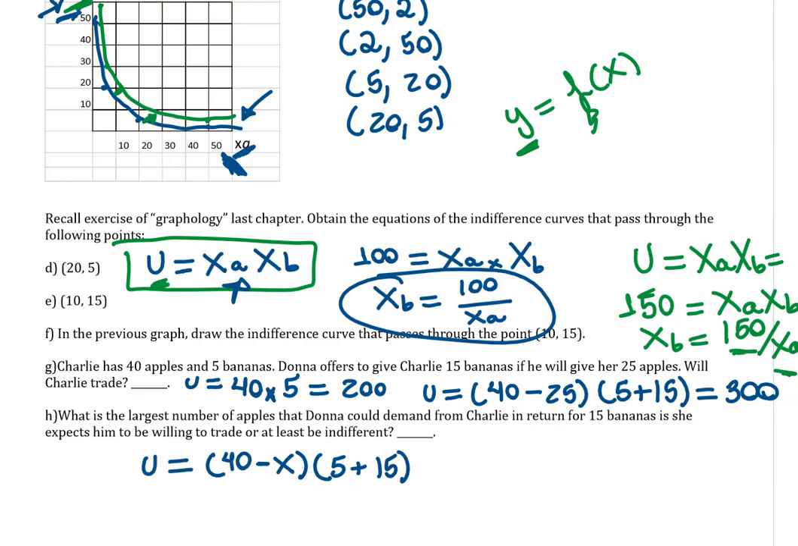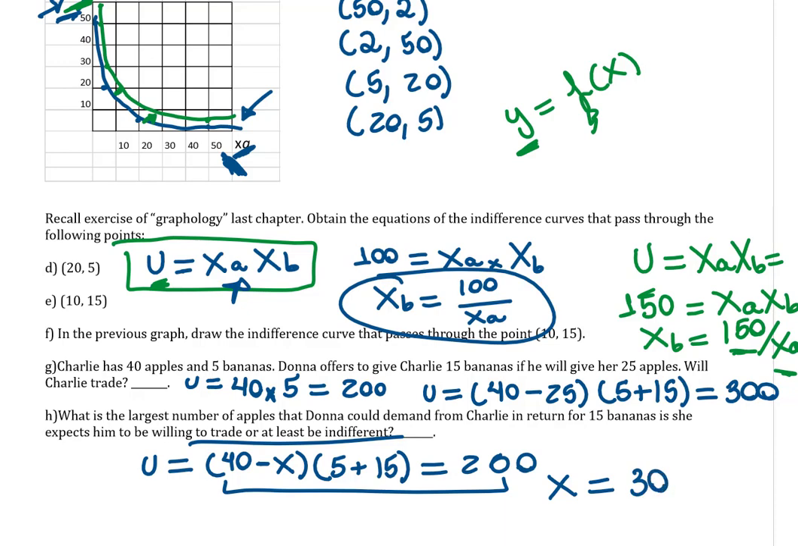To convince him to trade, or at least be indifferent, he has to achieve at least the same level of utility that he had before, which is 200. Now, solve this equation here for x. I have x equals 30. That is, Charlie is willing to trade at most 30 apples for 15 bananas.